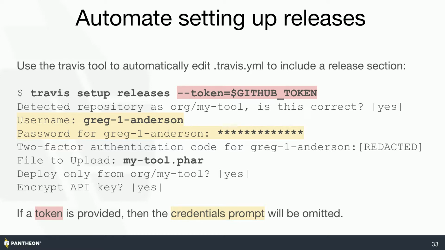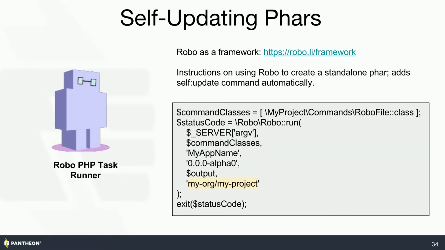But if you leave that off, it's going to prompt you. The yellow text will disappear if you've already given it the OAuth token, but it'll prompt you for your username and password if you leave that off. And then you just tell it what your build results are, and it's going to write everything that you need into your Travis YAML file.